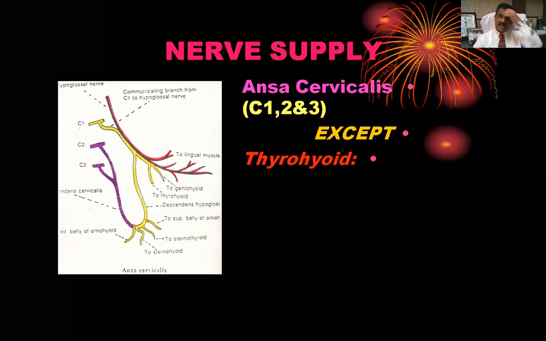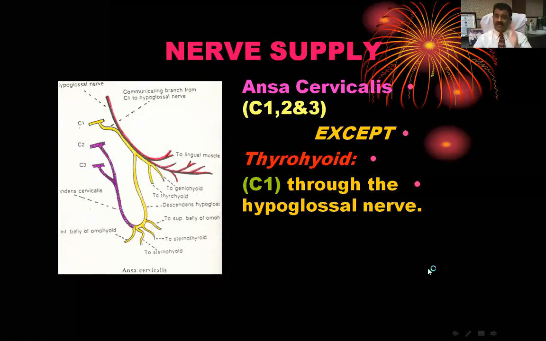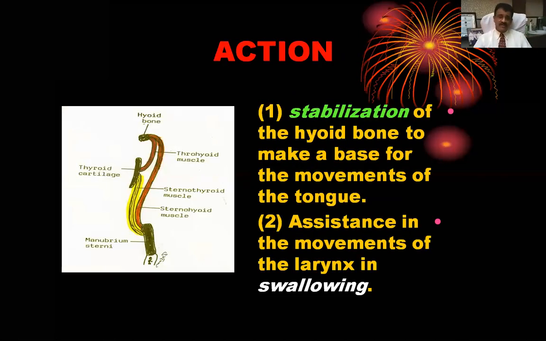So nerve supply is ansa cervicalis except thyrohyoid, and thyrohyoid muscle is supplied by the separate root of C1 through the hypoglossal nerve. In this diagram, you can see the hypoglossal nerve here. So there is a separate route for it. So ultimately it is C1, C2, C3, even though it is separate, but the nerve coming to the thyrohyoid is hypoglossal nerve. Action of these infrahyoid muscles, I will try to explain in a short span of time.